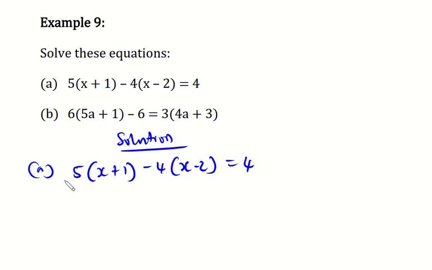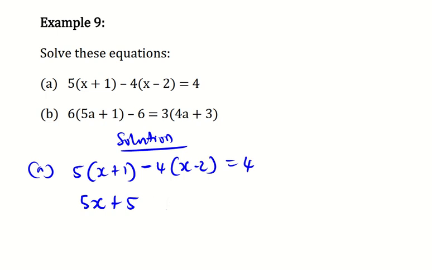5 bracket x plus 1 minus 4 bracket x minus 2 is equal to 4. Like I said before, open up the bracket by expanding. So 5 times x is 5x. 5 times plus 1 is plus 5. Now what is minus 4 times x? Take note of something. It is not 4 times x, but minus 4. So you have to use this negative sign with the 4 to multiply every term in this bracket. Don't go and do 4 times x giving you plus 4x. This will be completely wrong.